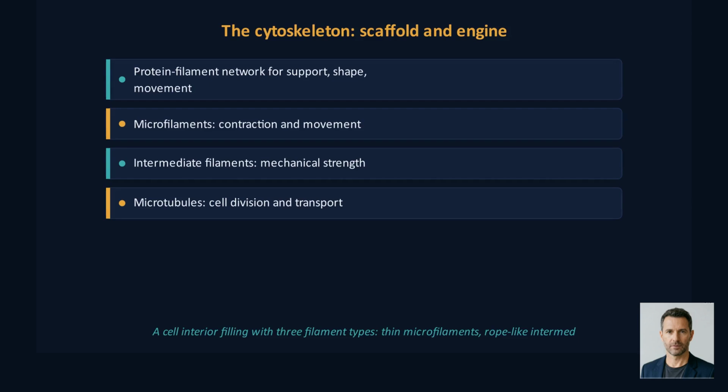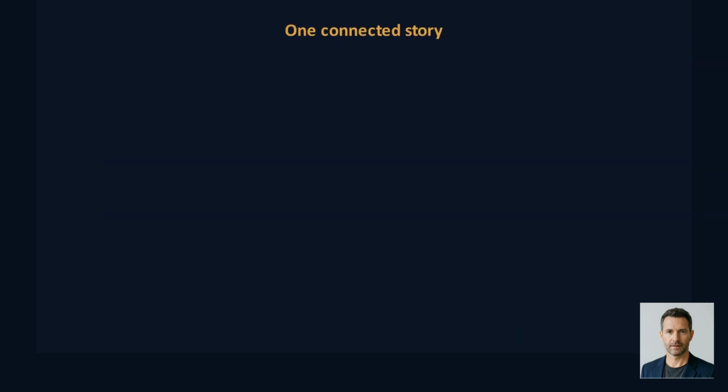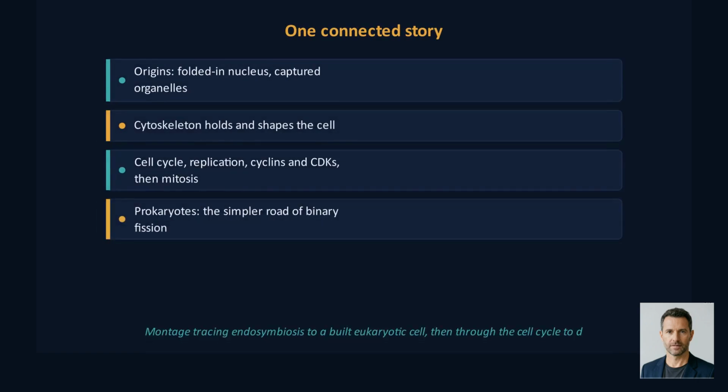Microfilaments are involved in cell contraction and movement. Intermediate filaments provide mechanical strength and stability, holding the cell together under stress. And microtubules are involved in cell division and in intracellular transport, moving cargo around inside the cell. That third role is the one to mark. The microtubules that shuttle cargo are the same family of filaments the cell calls on to physically separate its contents when it divides. Step back and watch the whole picture connect.